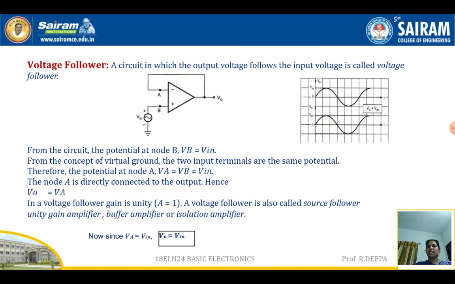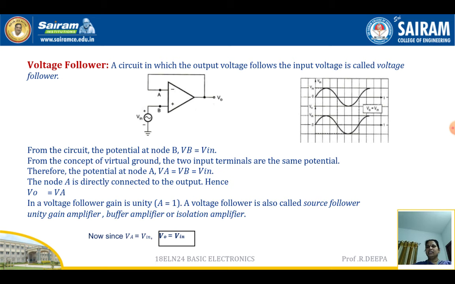And the inverting input terminal is connected directly to the output terminal V0. So this is how I am going to make the circuit work as a voltage follower. Using the concept of virtual ground, both the input terminals are at the same potential. That is, Vb is equal to Vin, which is the same as Va. So I can write Va is equal to Vb is equal to Vin.